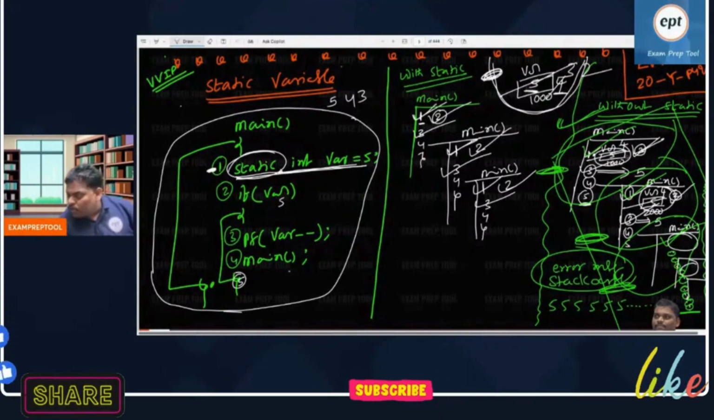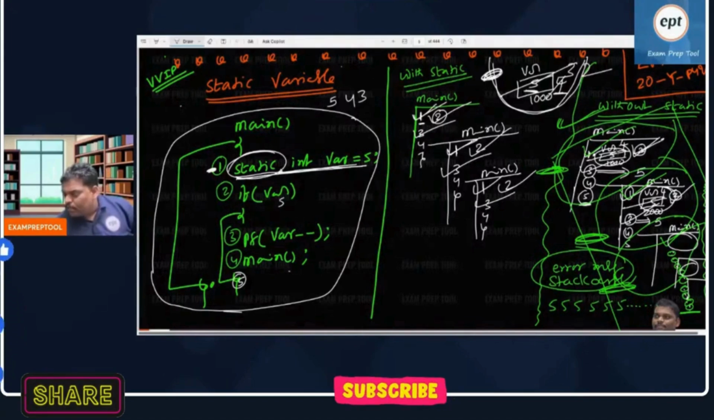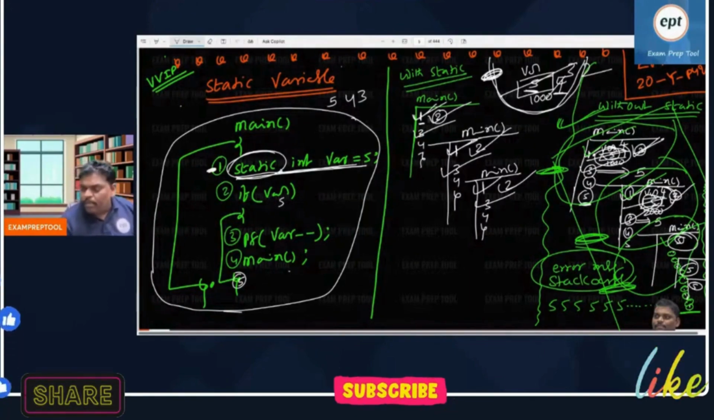If you want, you can see the previous one without static. See, every time you are creating memory, keeping 5, creating memory, keeping 5, like that you are doing. So creating memory and initializing to 5 every time. But here, memory creation is one time, and memory initialization is also one time.